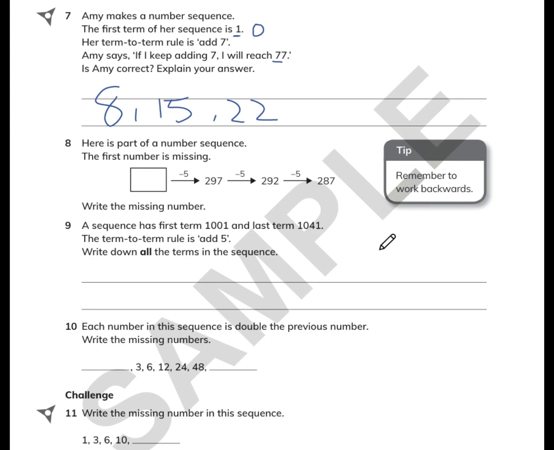Question number 8 is, here is part of a number sequence. The first number is missing. Write the missing number. So you can see the term to term rule is mentioned here. This is just backward counting. So we will add 5 to 297, and our answer will be 302.